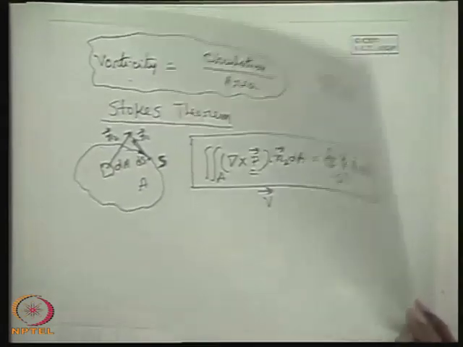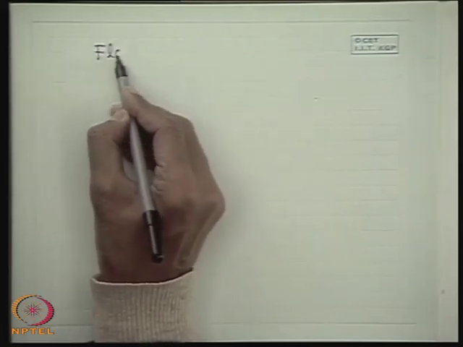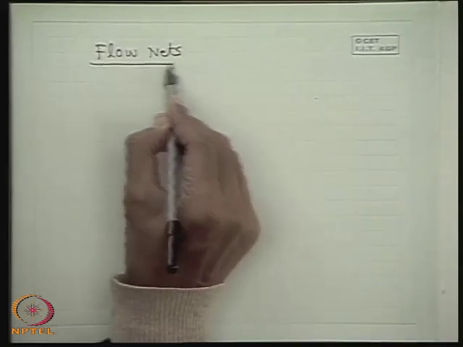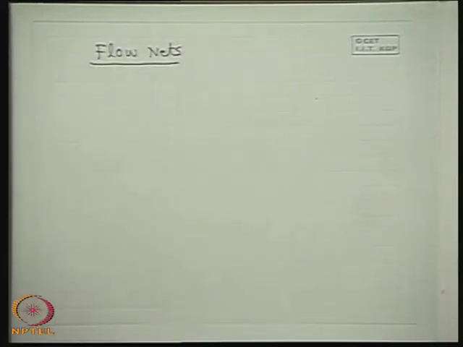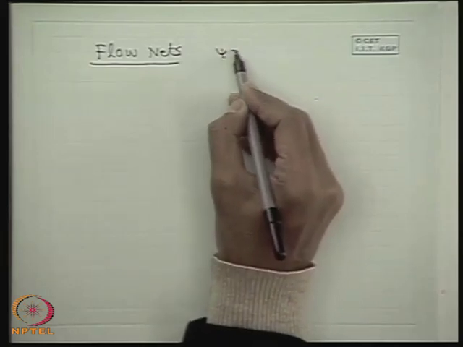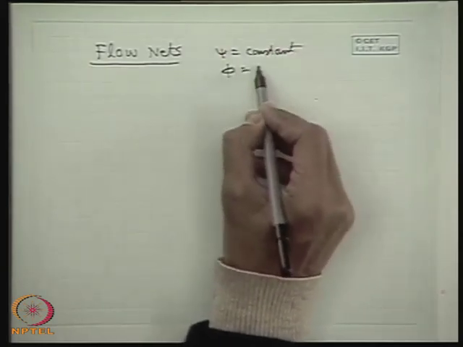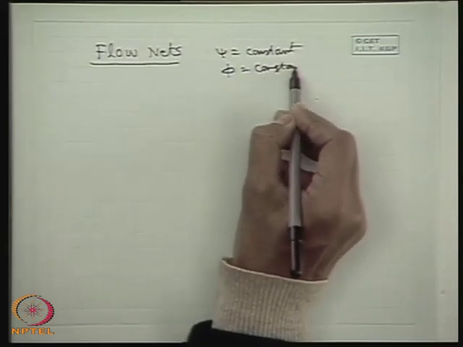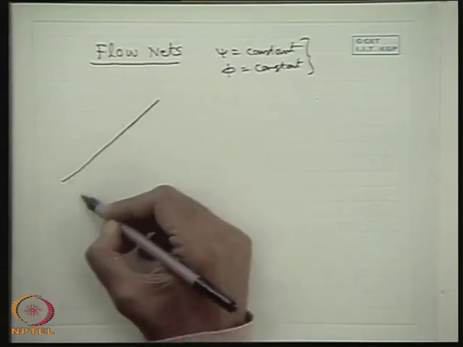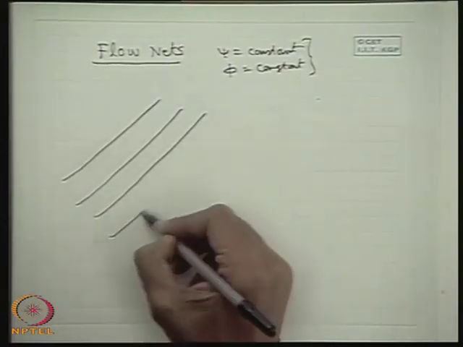Now after this I will give you the concept of flow nets. What is a flow net? In a flow field we have seen that psi equal to constant lines, that are streamlines, and phi equal to constant lines, that are equipotential lines, are orthogonal. So a series of such lines in a flow field comprises a flow net. A flow net.